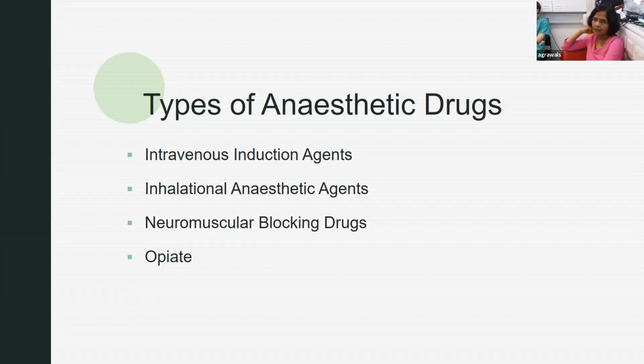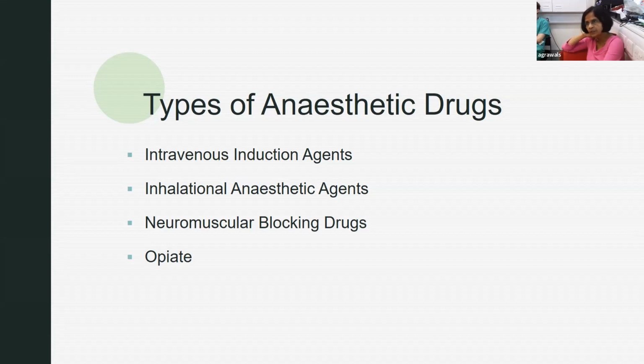That's fine. Because the IV induction agents cause more hemodynamic compromise in comparison to inhalational anesthetic drugs. So IV causes more hemodynamic compromise in comparison to inhalational. But equally, for inhalational, you'll need to organize an anesthetic trip to theater. And if you're doing it in emergency, we may not have time.